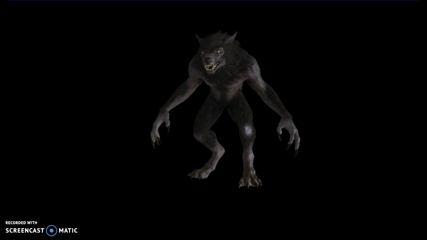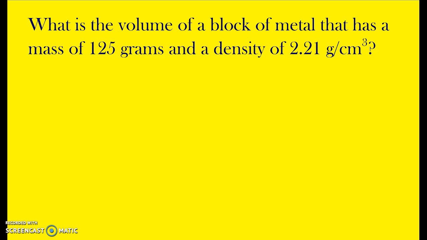I understand. Here's a slightly different problem. In this case, we're asked what is the volume of a block of metal that has a mass of 125 grams and a density of 2.21 grams per centimeter cubed. Now we can already say that this is going to sink in water, right? Because it's greater than 1. And it's kind of massive, 125 grams. About a third of a can of soda is the mass of this thing.